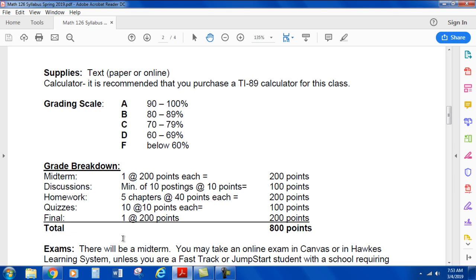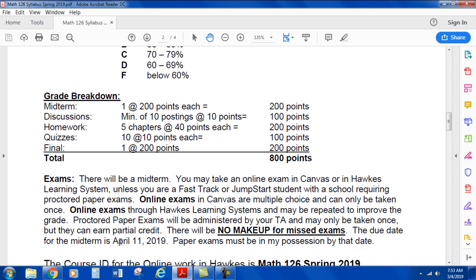Grading scale: A, B, C, D, F is pretty standard there. The grade breakdown: you can have 1 midterm at 200 points, a minimum of 10 discussion postings at 10 points each, homework 5 chapters at 40 points each, quizzes 10 at 10 points each, the top 10, and then a final one at 200 points, for a total of 800 points.